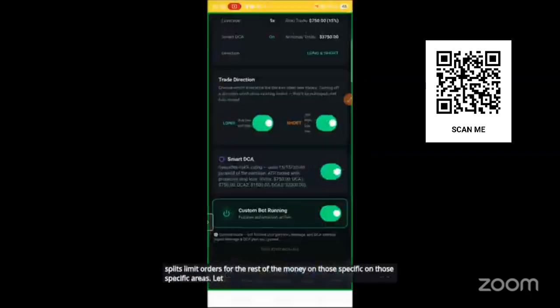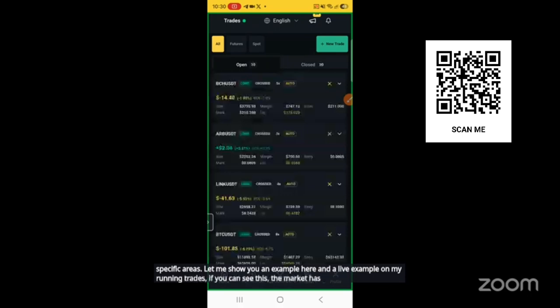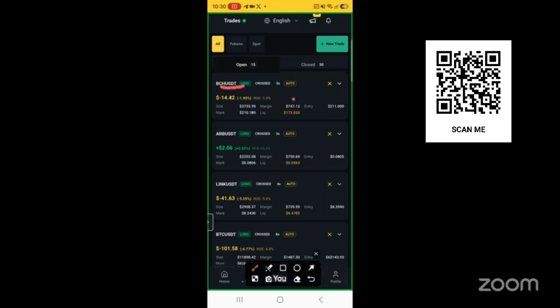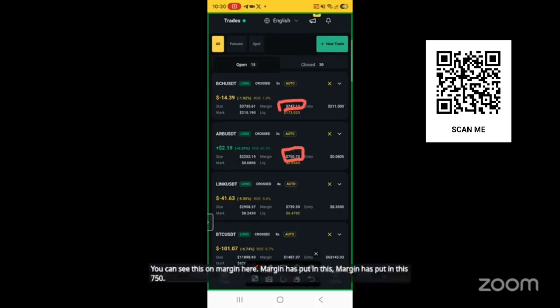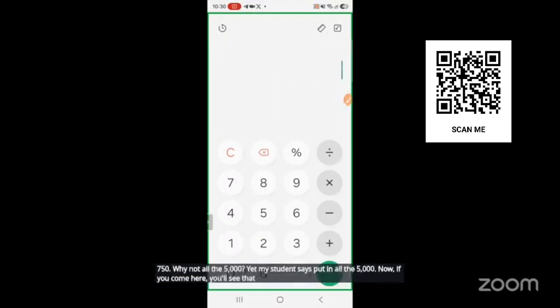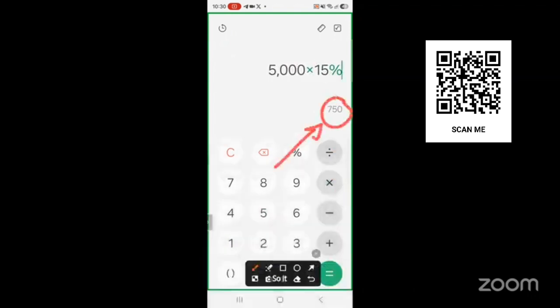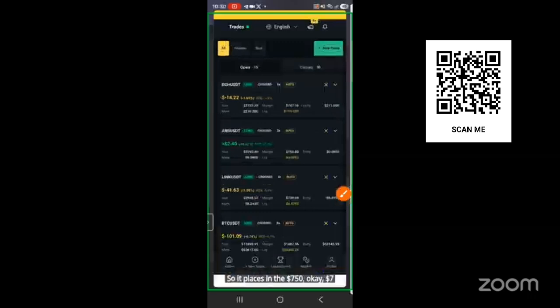Let me show you an example here, a live example on my running trades. As you can see, the market has gone down, we all know. For example, this BCH, you can see it has put in $747. Do you see this on margin? Margin has put in this $750. Why not all the 5,000, when my strategy says put in all the 5,000? If you come here, you'll see it takes the $5,000 times the 15%, which in this case is $750. So it places the $750 first.